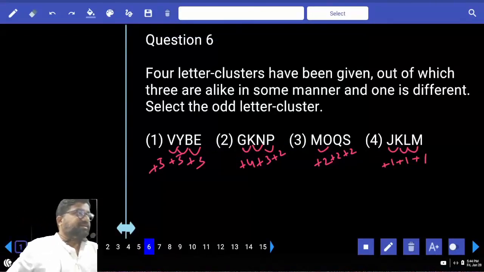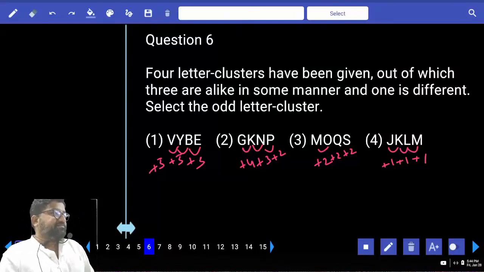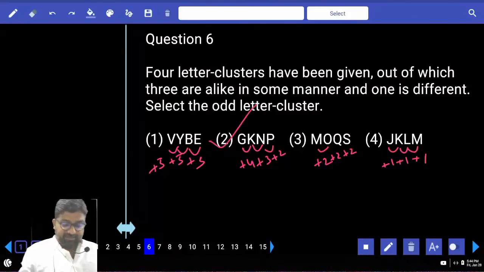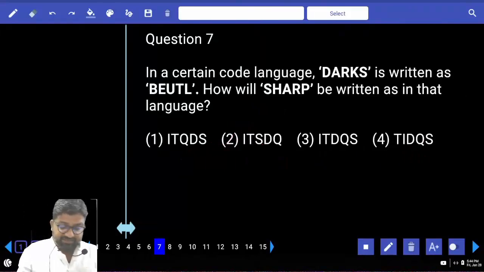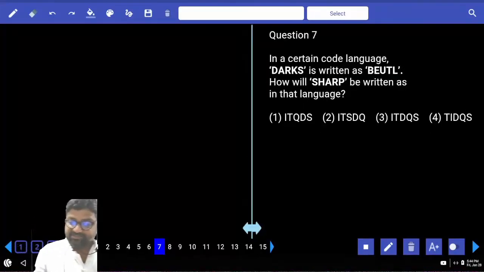JKLM. The difference between all the letters is consistent. It is the same except. Clear? Next. Now this is a good question. I'll teach you what this is.